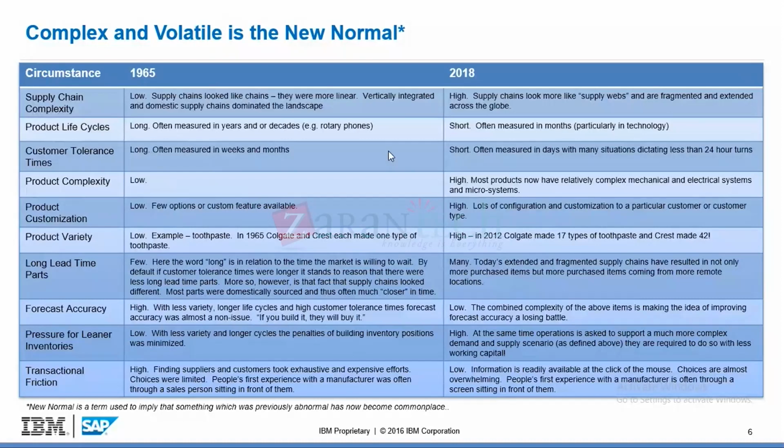But all these things have changed in 50 years because the supply chain, due to variable products and different operations, has become highly complex. Life cycle of product, customer tolerance, product complexity, all of this has changed. Complexity is high, customer tolerance is low, product variety is high. Now, due to these changes in the supply chain, parts with long lead times are many. We have to deal with many parts which have this long lead time.